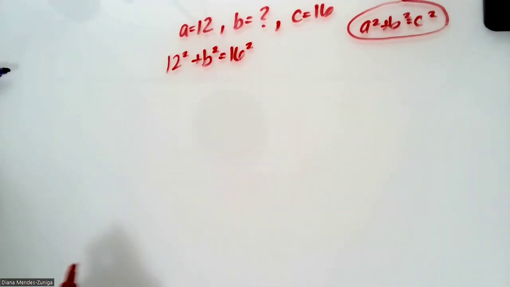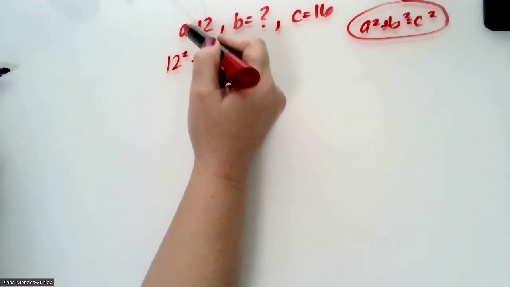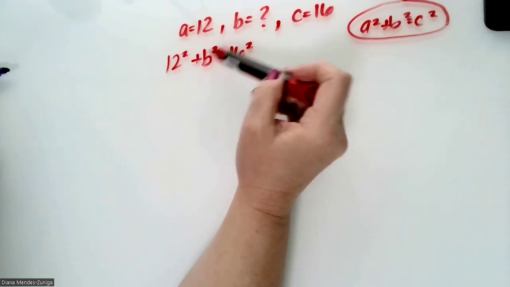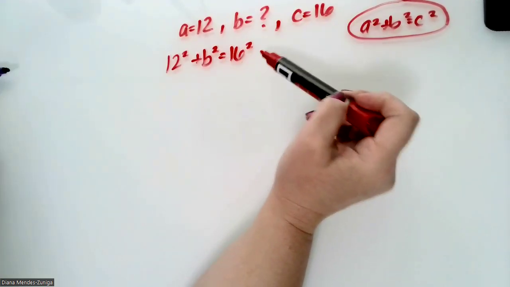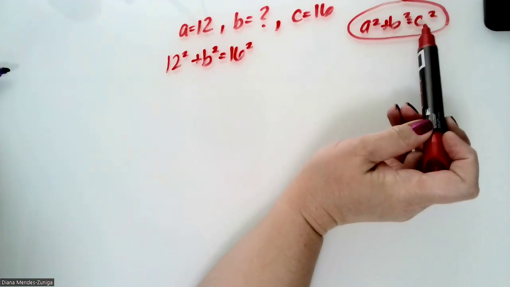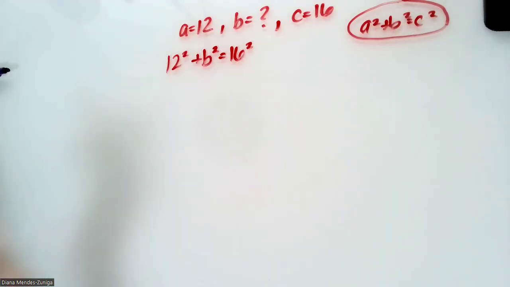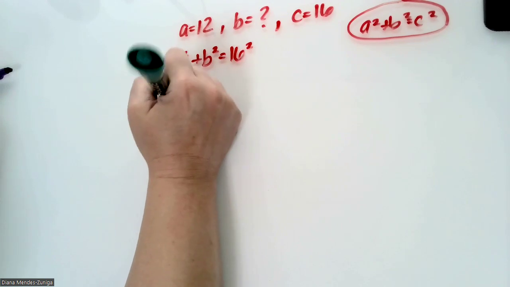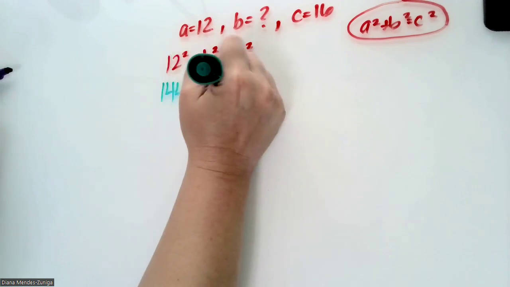Okay, I'm going to have to use my calculator on this one, but you get the concept. Our A is 12, and we're going to do squared because the formula tells us to. Our B squared, we don't know, and our C squared here is 16 squared. Again, we have to use that exponent because our formula tells us to. So let's go ahead and look at what 12 squared is, and that is going to be 144. Let me use a different pen color here. So that's going to give us 144 plus B squared.